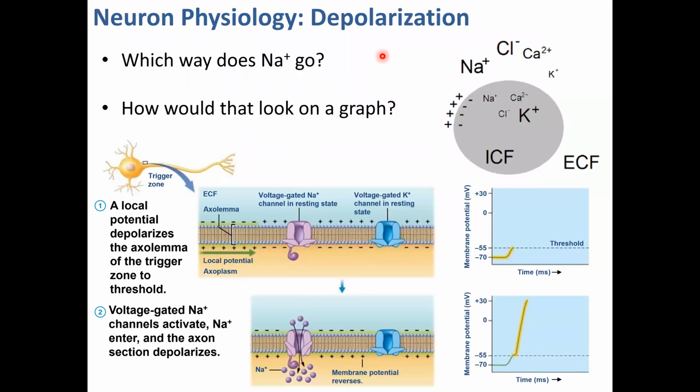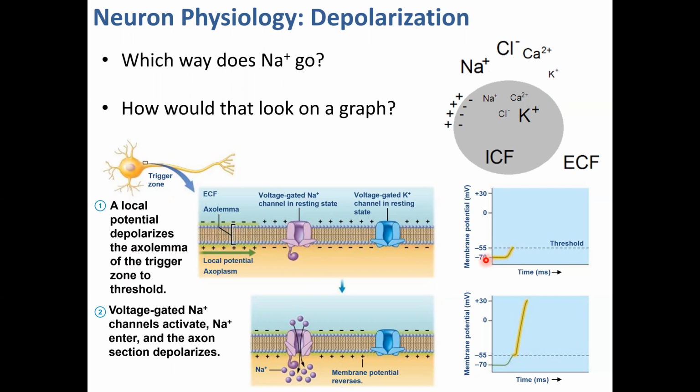So here's depolarization. Which way does sodium go? Well, if we have lots of sodium outside, it would go inside, right? So over here, we have a local potential that depolarizes the axon at the trigger zone, just the beginning of the axon.